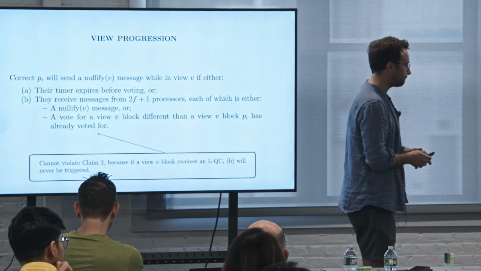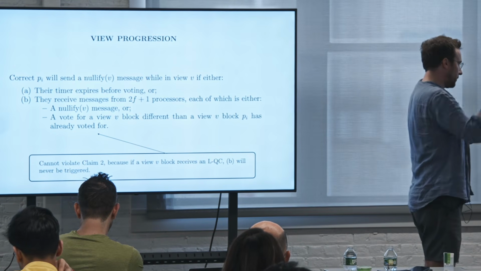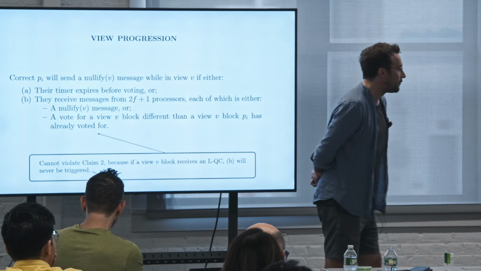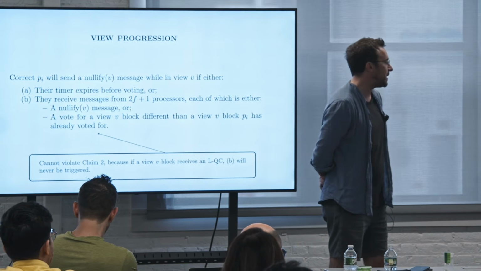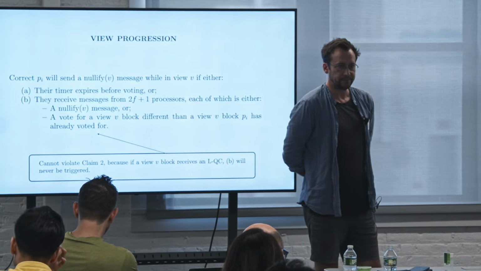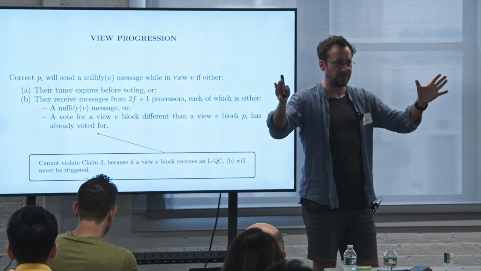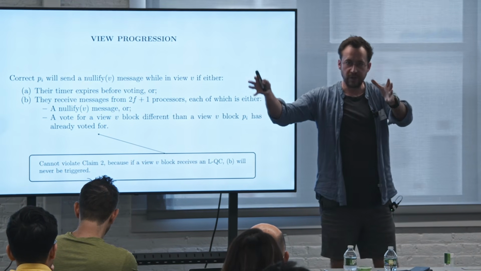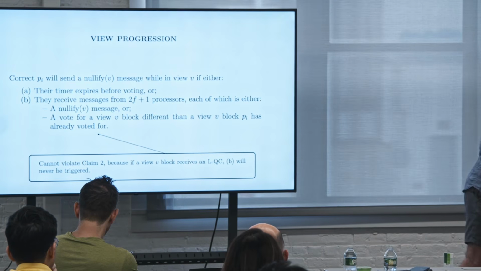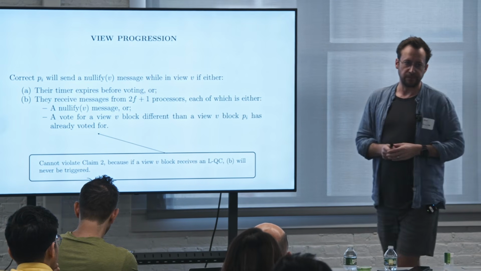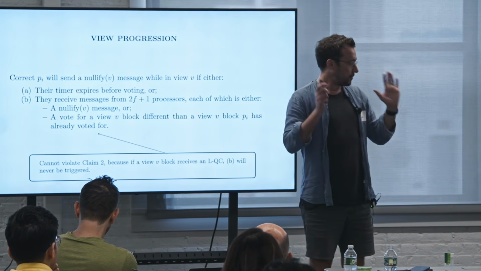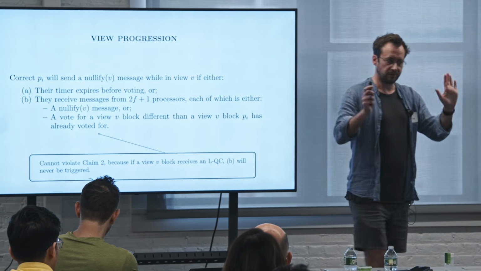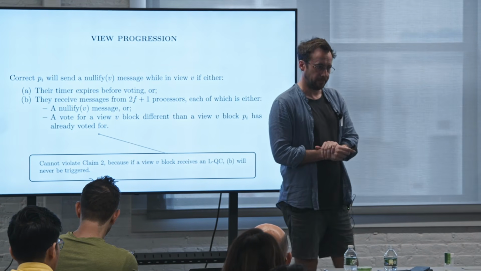Now, the immediate observation here is that this can't violate claim 2, because if a view v block receives an LQC, then B will never be triggered. We'll never get to this point. This is again the same quorum intersection argument. If you've got an LQC, look at the processes that contributed to that, look at the size of that set of messages, and then look at the size of the intersection. It's just not possible. So B will never be triggered in the case that we get an LQC, and there's no problem in violating claim 2.